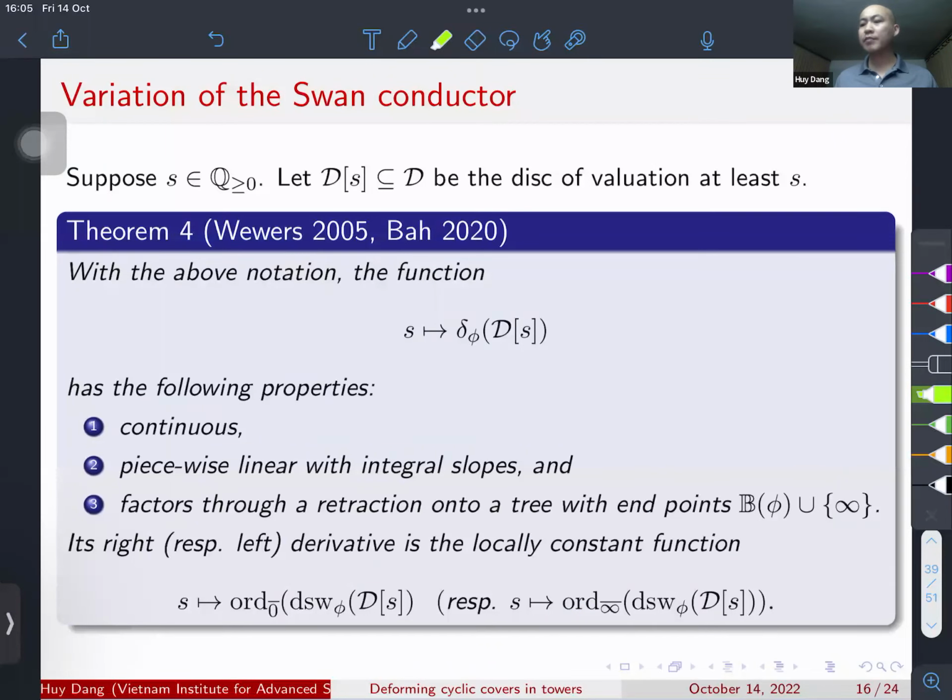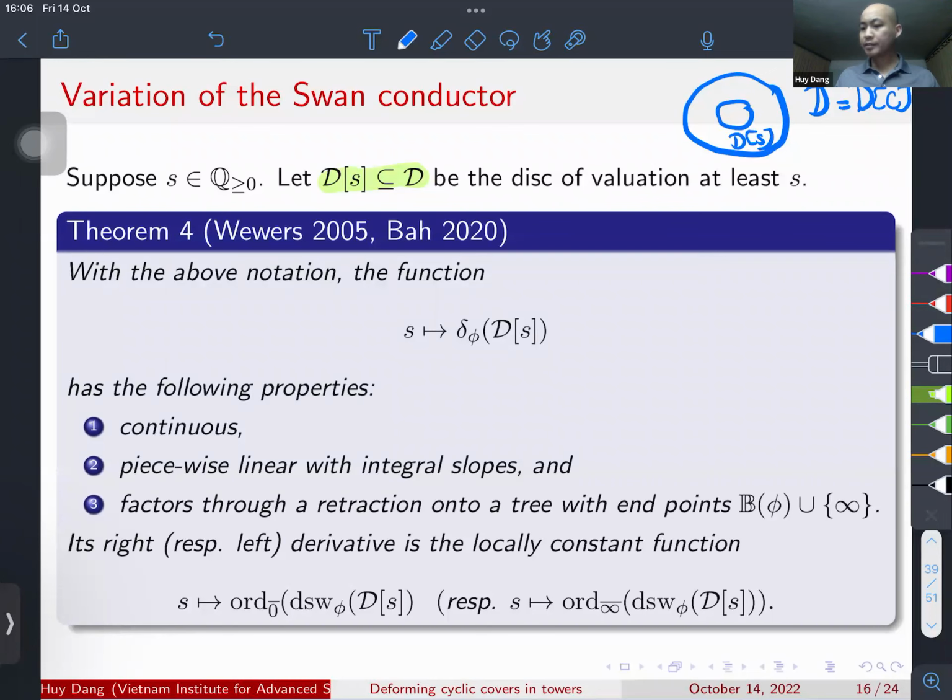Yeah, so a little bit about the variation of the Swan conductor that I talked about. All right, now let D_s contained in D be a disk of valuation at least s, right? Because again, if we start with our disk D, then you can think D is D_0, because it contains all the points with valuation greater than or equal to 0. Then D_s is actually smaller, right? Because larger valuation means closer to 0, which means smaller.